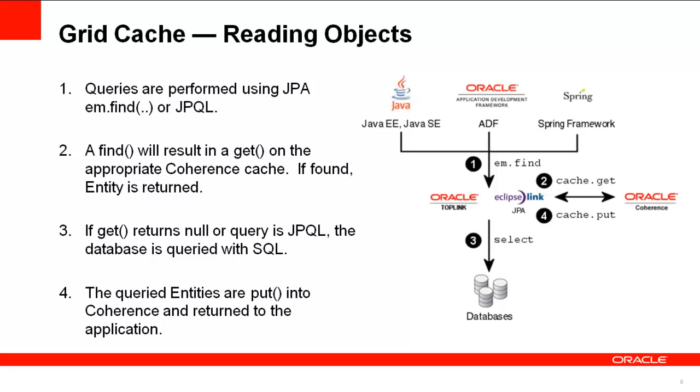Coherence is also leveraged when processing database results. When SQL is executed by EclipseLink, EclipseLink constructs the JPA entities from the JDBC result set, but first extracts primary keys from the result set and checks the cache to avoid object construction cost. So even if a SQL query is executed, Coherence can still improve application throughput by eliminating object construction costs for cached entities.